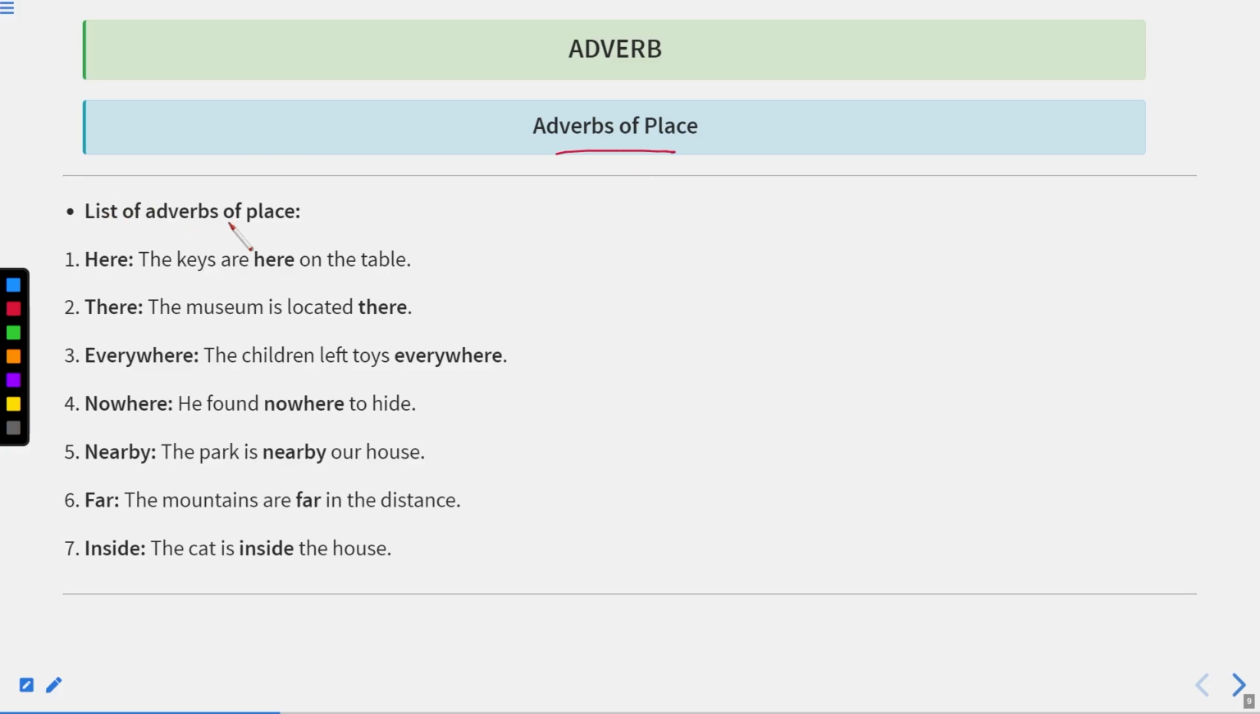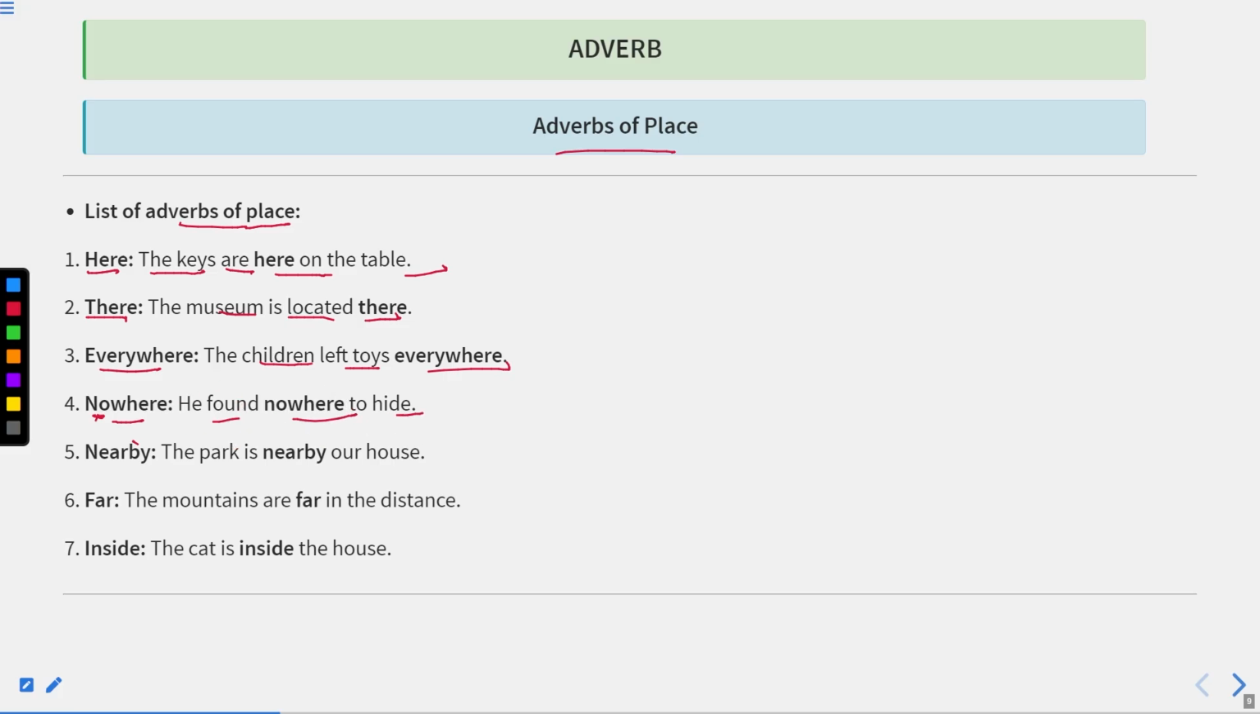Now let us see some list of adverbs of place. So here we have some adverbs of place. First of all is here. Here means something near us. The keys are here on the table. Here means which is near to us. There means a distant place. The museum is located there, at a particular location which we are indicating, but that is far away from us. Everywhere means in every place. The children left toys everywhere. It means in every place of an area, or in all the places of a particular area. Nowhere means it is not in any place.